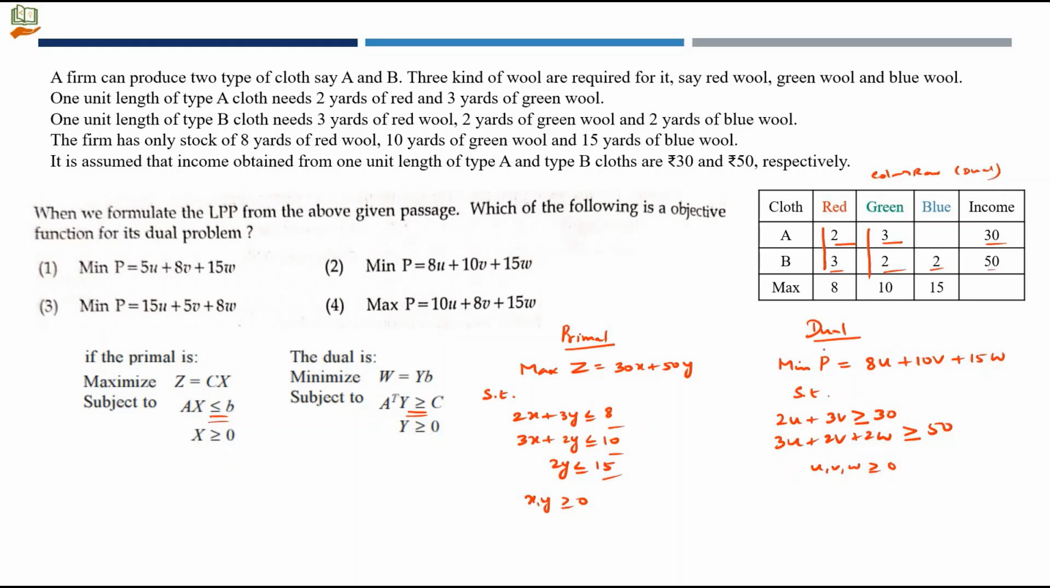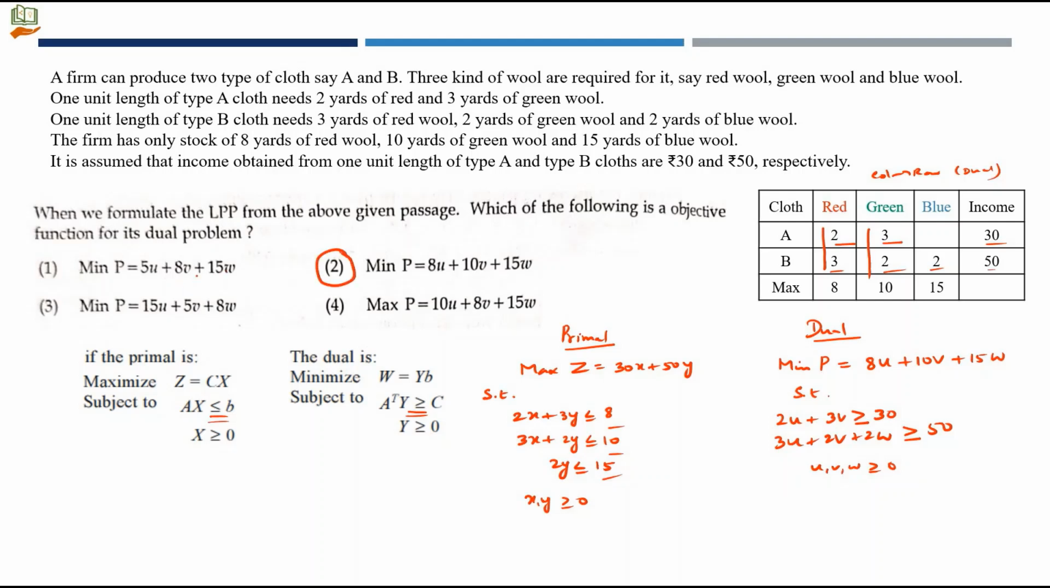They are asking only about the objective function. So minimize P is equal to 8U plus 10V plus 15W. This is perfectly matching option number 2. Option number 2 will be the right answer.